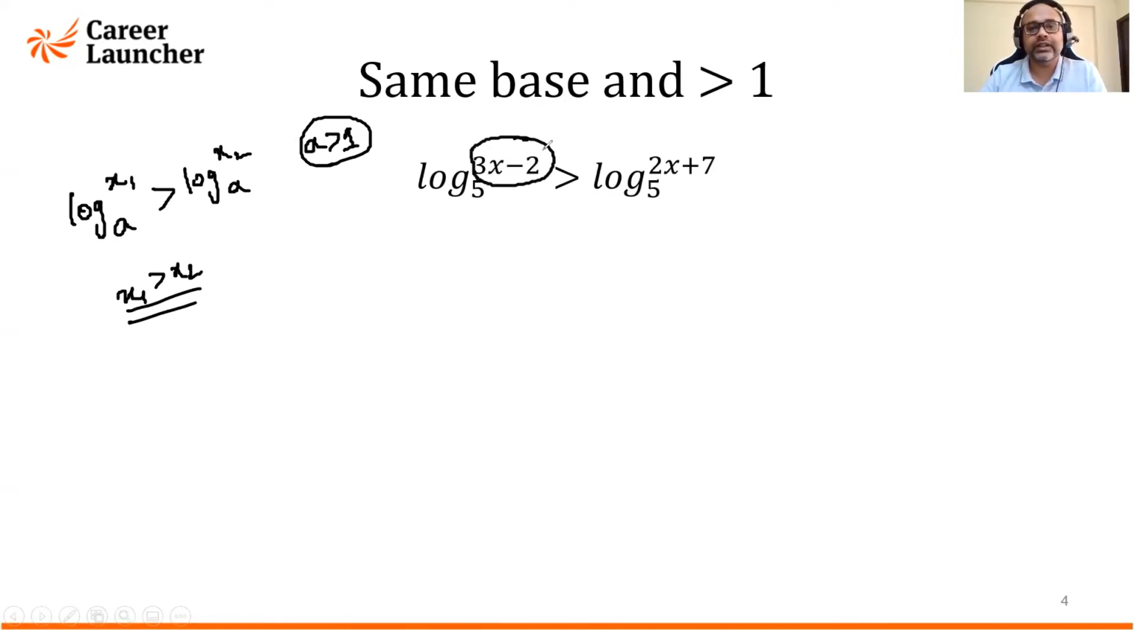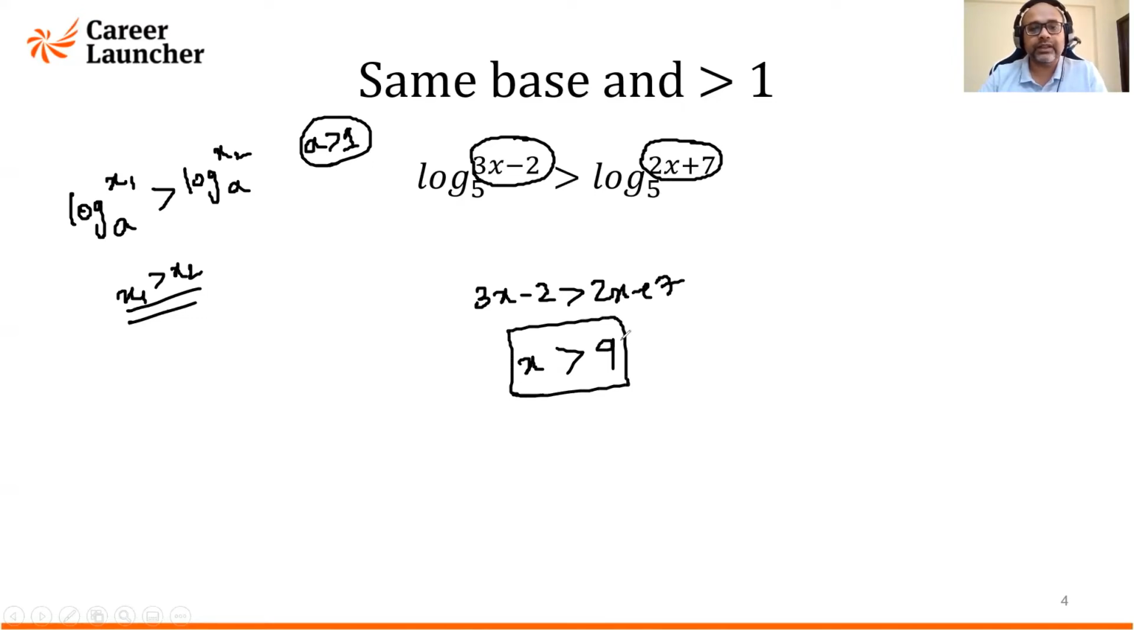So this term should be greater than 2x plus 7. So you can straight away write 3x minus 2 greater than 2x plus 7, and you'll get your answer x is greater than 9. But before you mention x is greater than 9, also make sure that your 2x plus 7 should be greater than 0 and your 3x minus 2 should be greater than 0, because if they are not greater than 0, then left hand side or right hand side might not be defined at all.